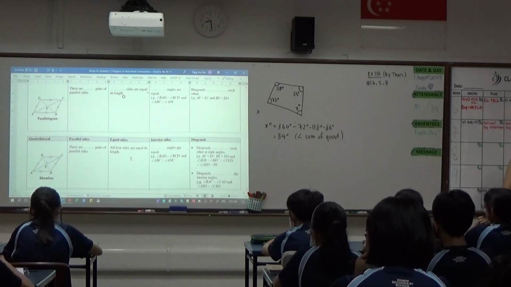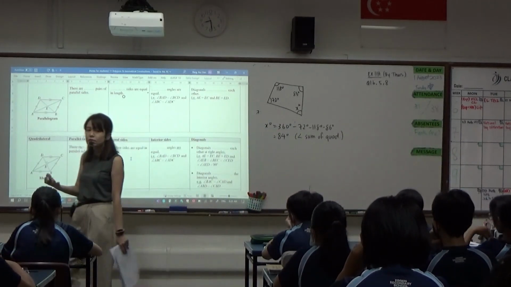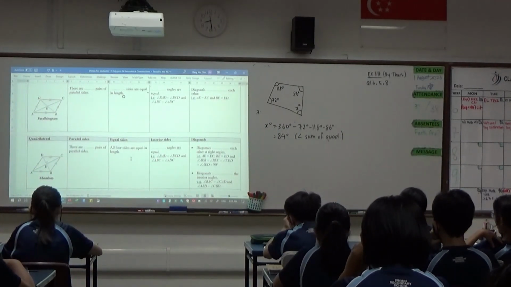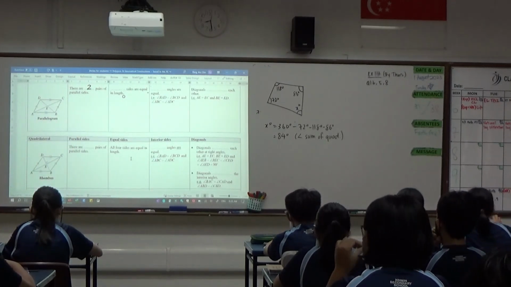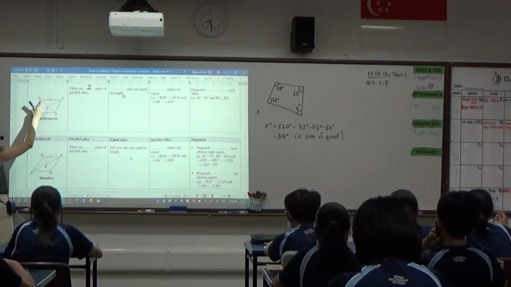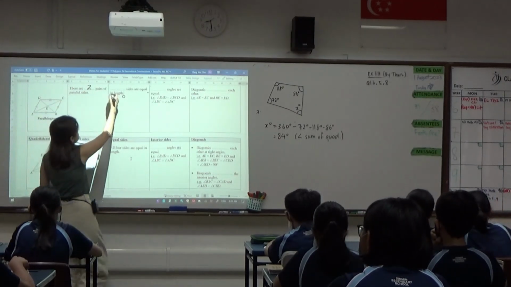So in a parallelogram, they are similar to our rectangles as well as our squares. They have two pairs of parallel sides as well, and opposite sides are actually equal in length, meaning to say DC is equal to AB, and AD is equal to BC.